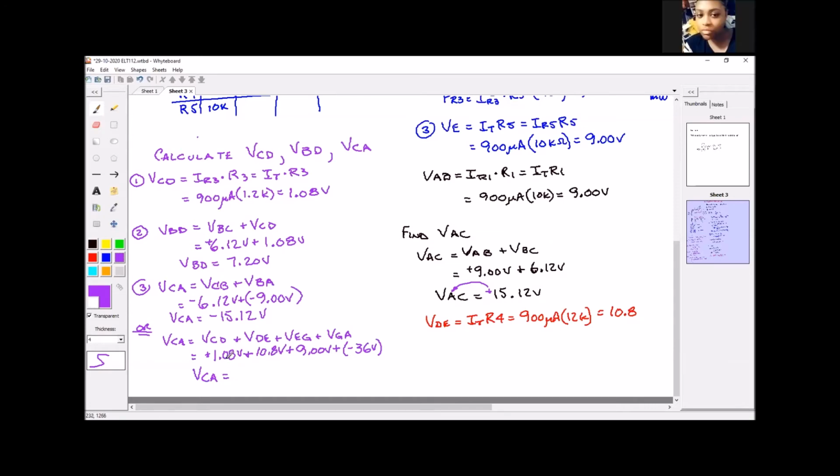Oh, it would be the same thing as the negative, like 15. So this is 11.88 plus 9 is 20.88. And then 20.88 subtracted from 36 is negative 15.12 volts, or negative 36 plus the positives.